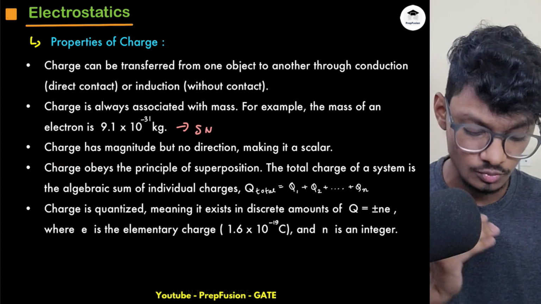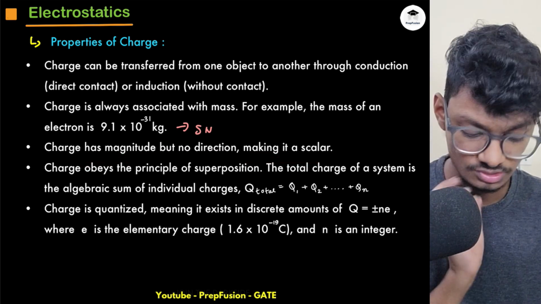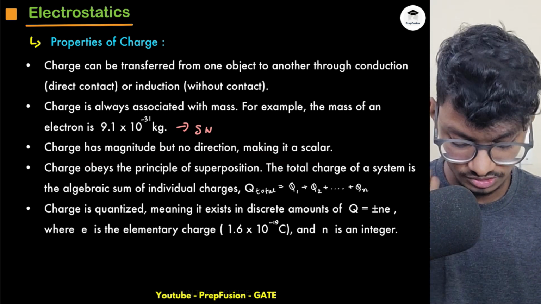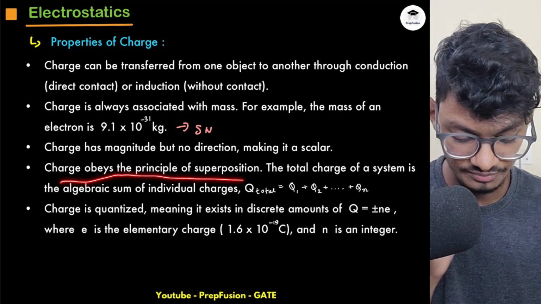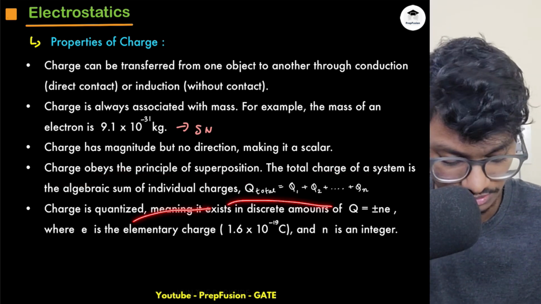Charge has magnitude but no direction, making it a scalar. So hence, it is a scalar quantity. This I already told you. Charge obeys the principle of superposition. The total charge of a system is simply the algebraic sum of individual charges.